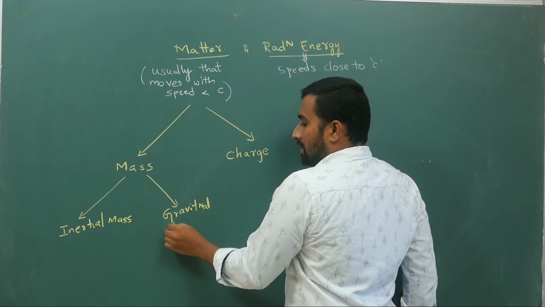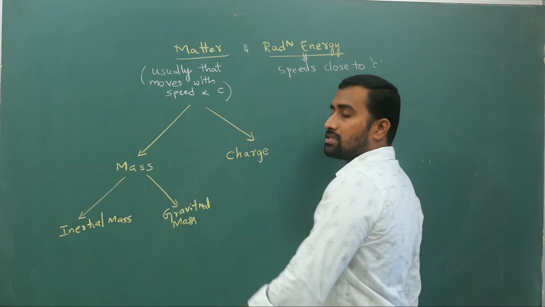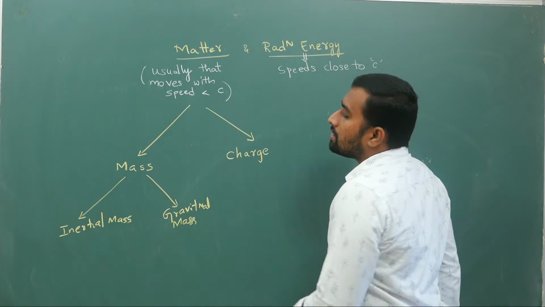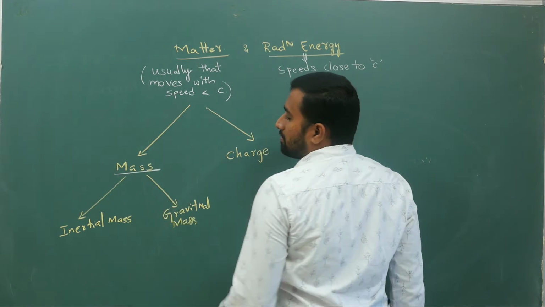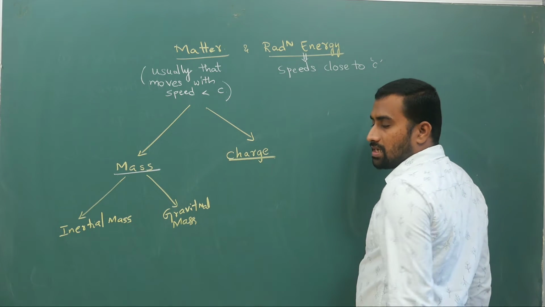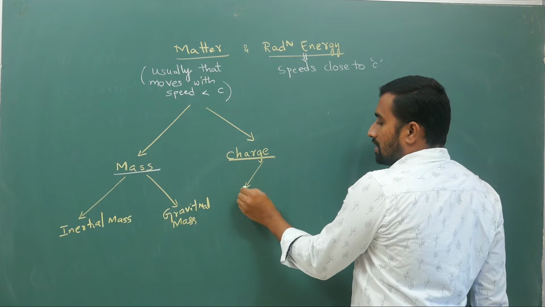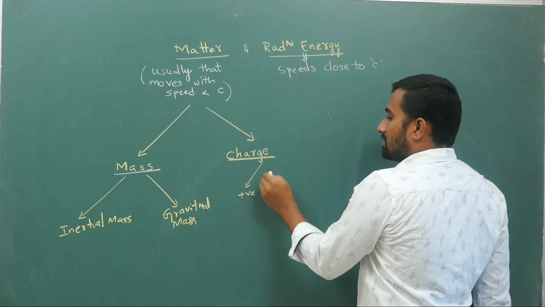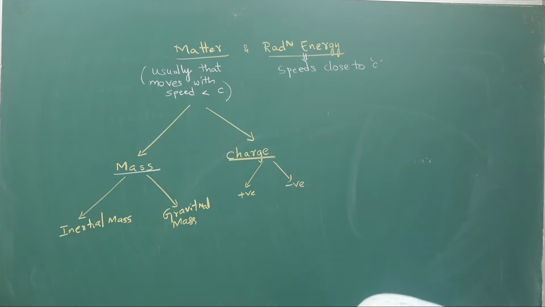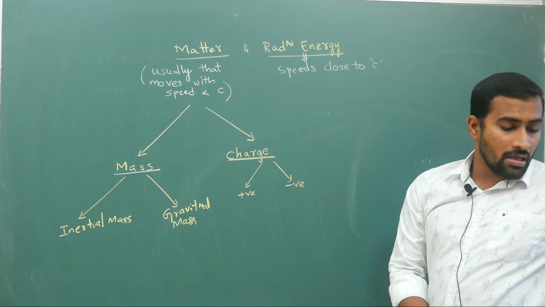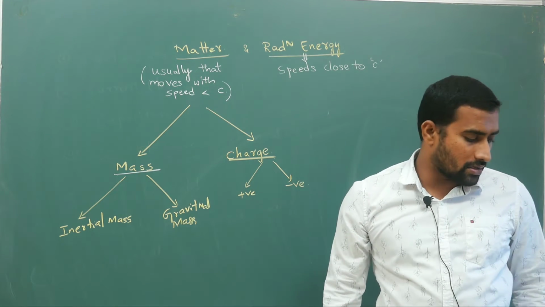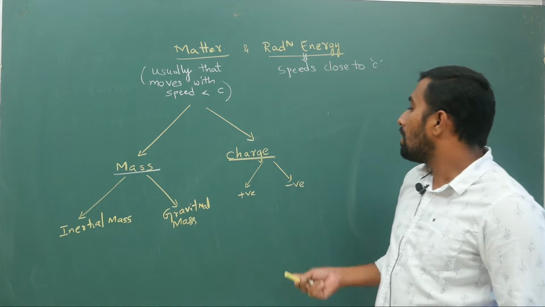Okay, in mass there are two types of masses, one is inertial mass and the other is gravitational mass. That is your first property of a matter particle. Your second property of a matter particle is charge. In charge, once again, you have positive charge and negative charge. How this comes, we will see later. But if you are calling something a matter particle, this is what you are supposed to understand.